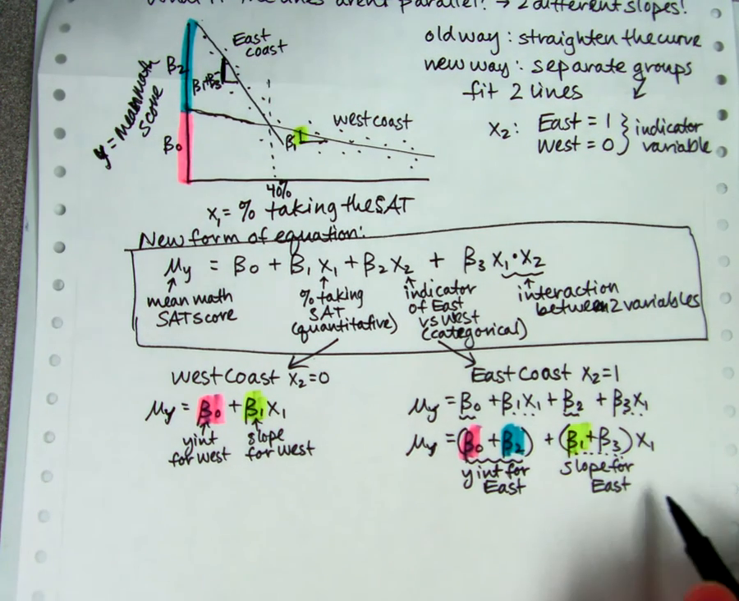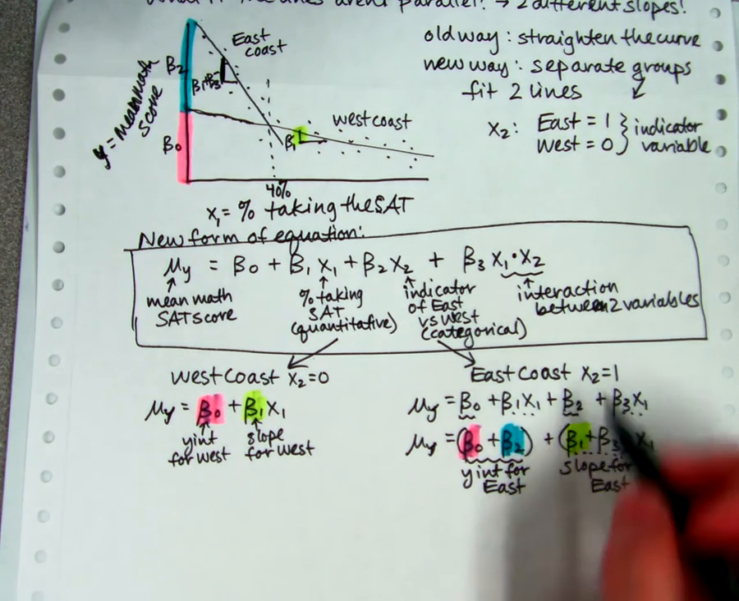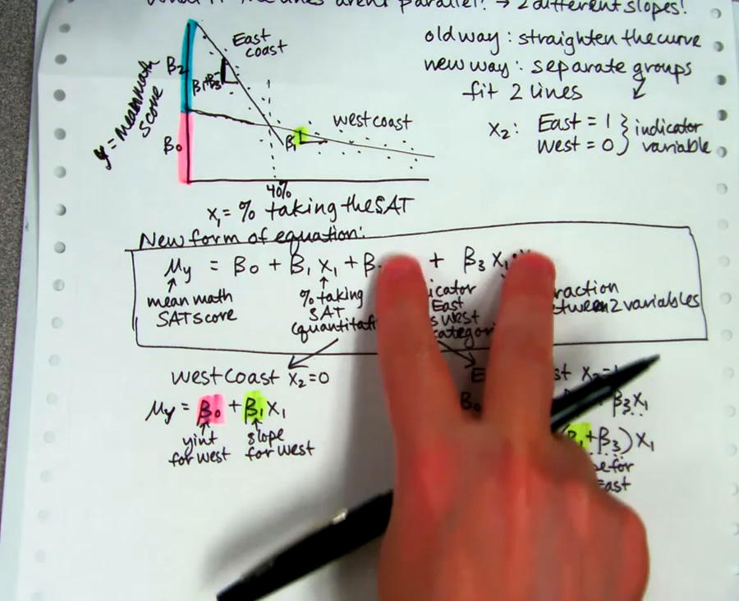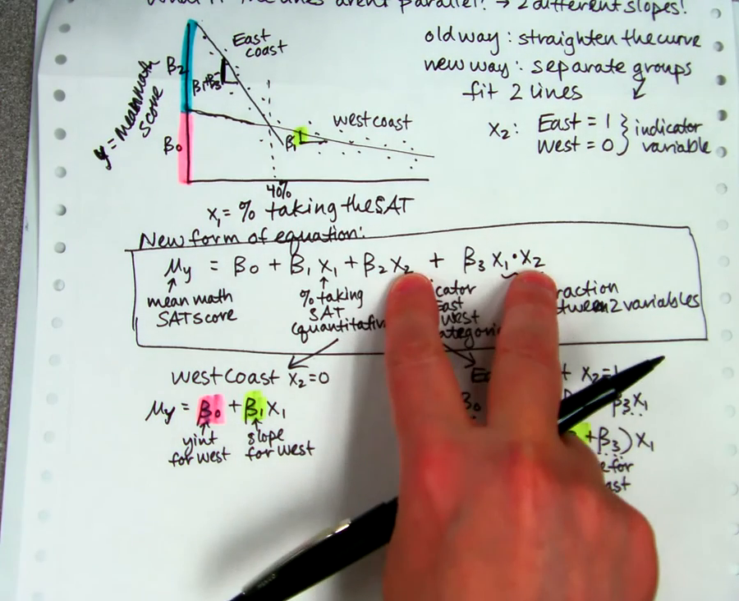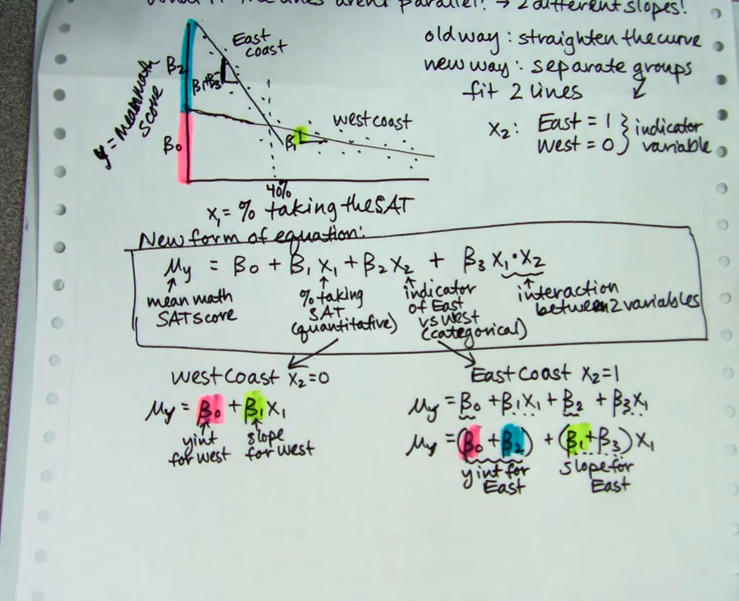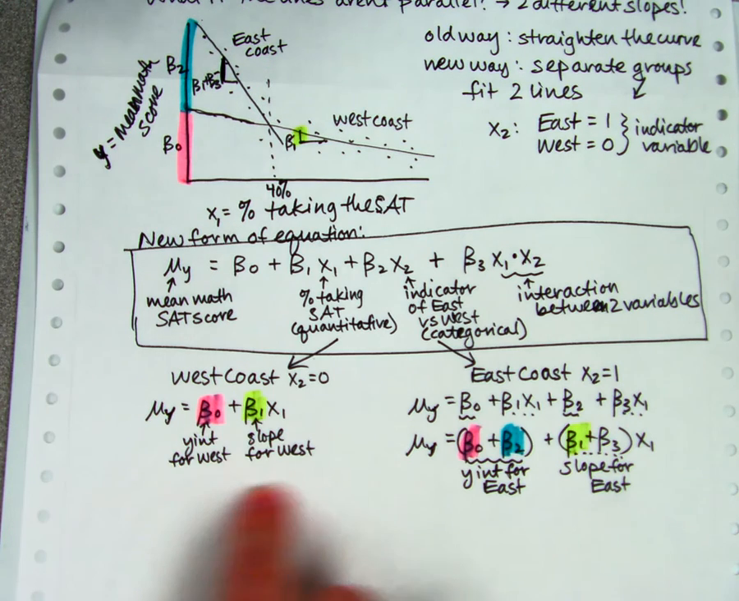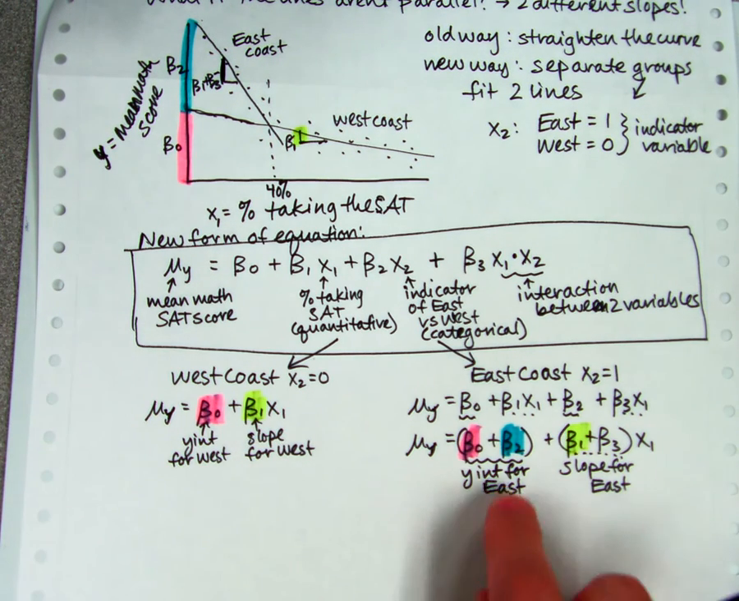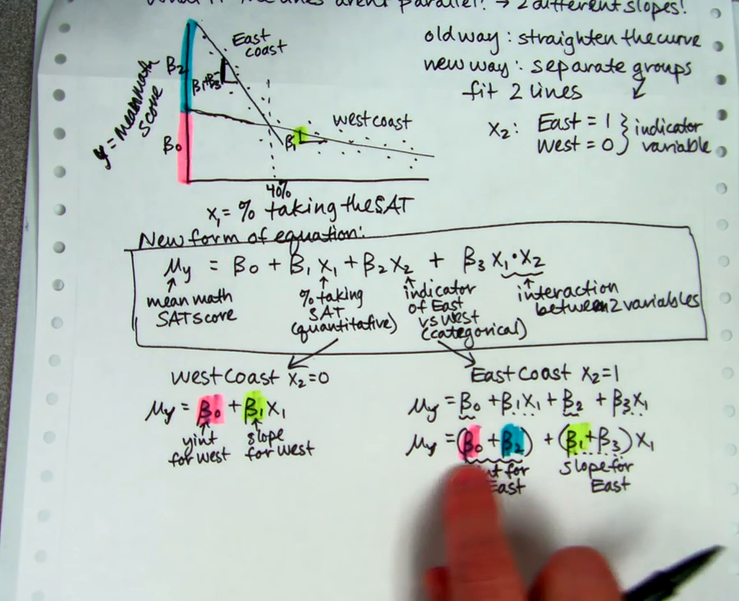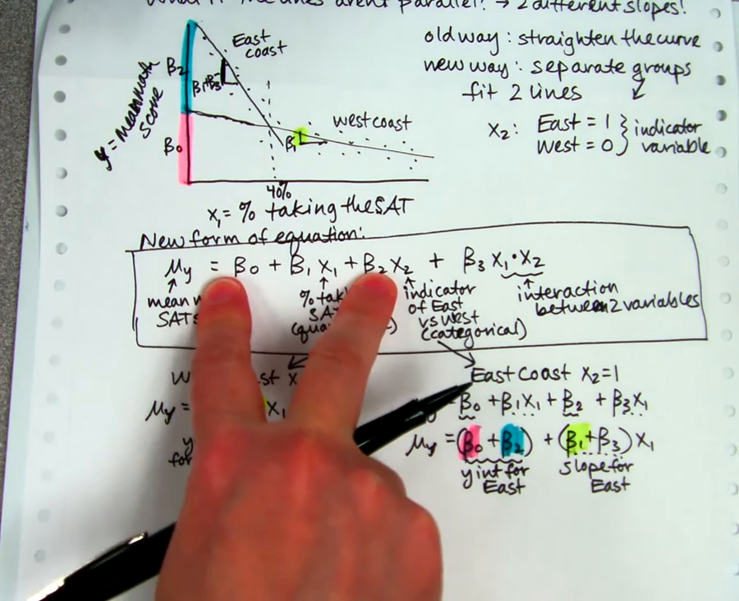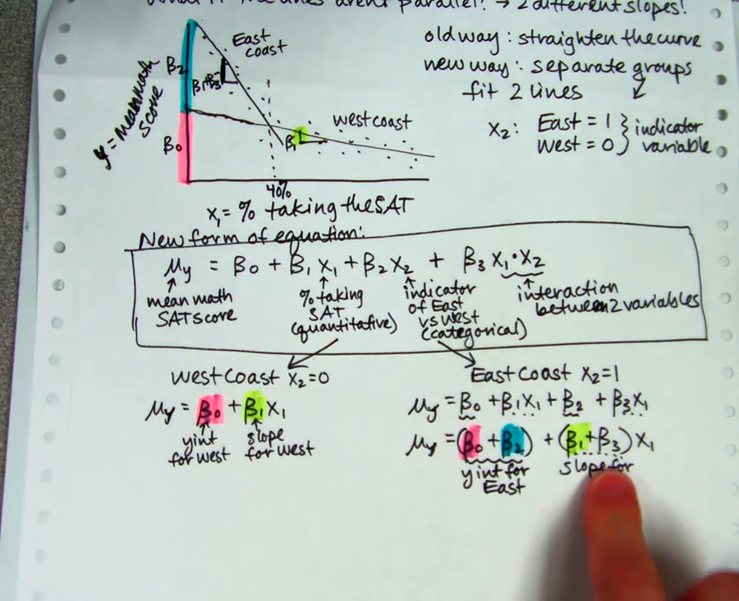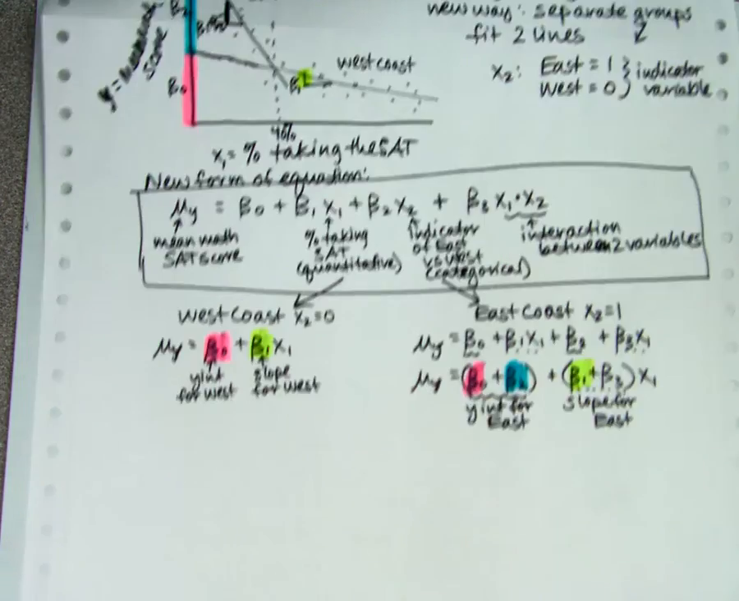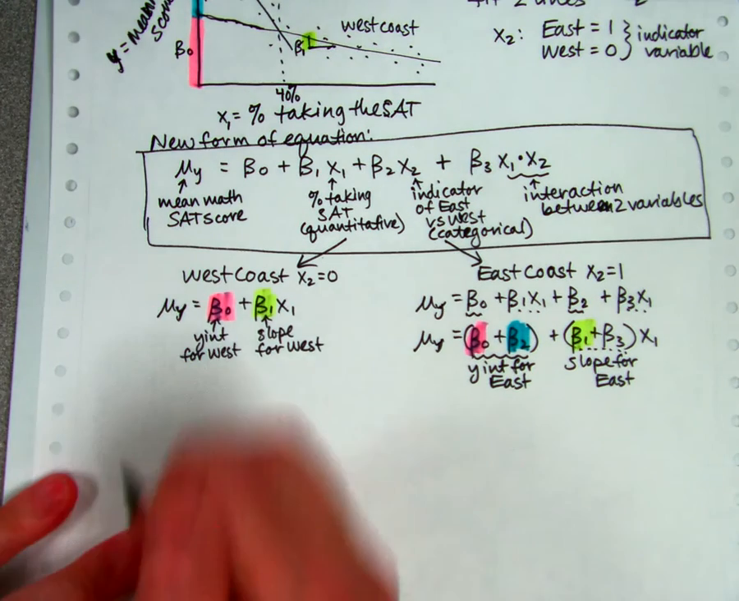So this, to me, makes it make sense. This weird thing is hard to understand unless you think about what happens if you plug in 0 and what happens if you plug in 1. Then it starts to make sense, because then we just have simple y-intercept for west, slope for west, and then we have slightly more complicated y-intercept for east, which is adding these two together, and slope for east is adding these two together, the two that have x1 on them. So let's do this with some numbers next.